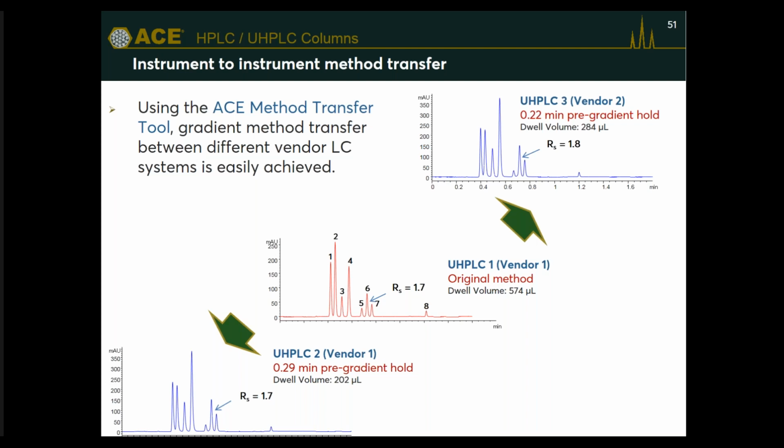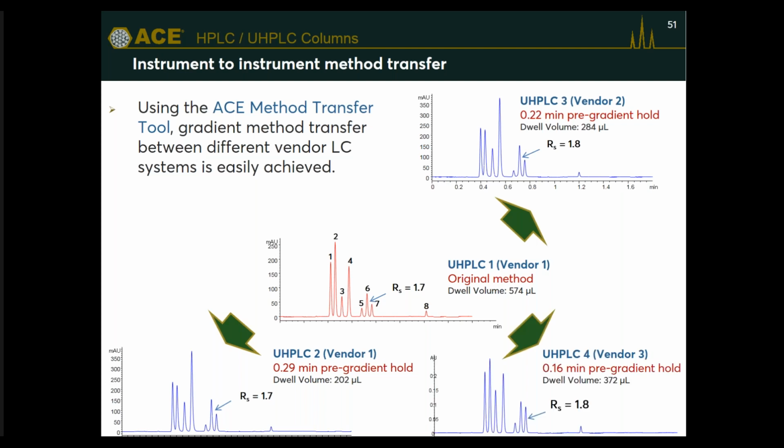We get, again, very good reproducibility of the chromatography from the original chromatogram, and we can go to a third UHPLC vendor. So we've got 3 different vendors of UHPLC instrument here. Again, a different dwell volume at 372 microliters, and again you can see the same chromatography. So with that small adjustment and using the tool that is free to download, you can see how you can make sure you get exactly the same selectivity between different instruments. It should really help when you're transferring methods between different places.